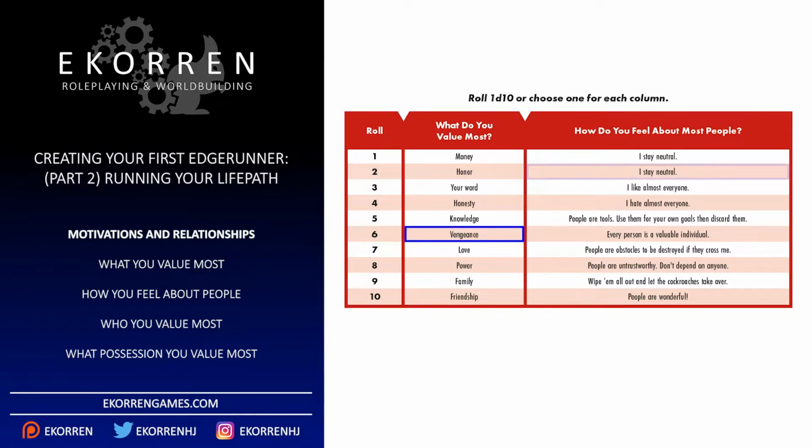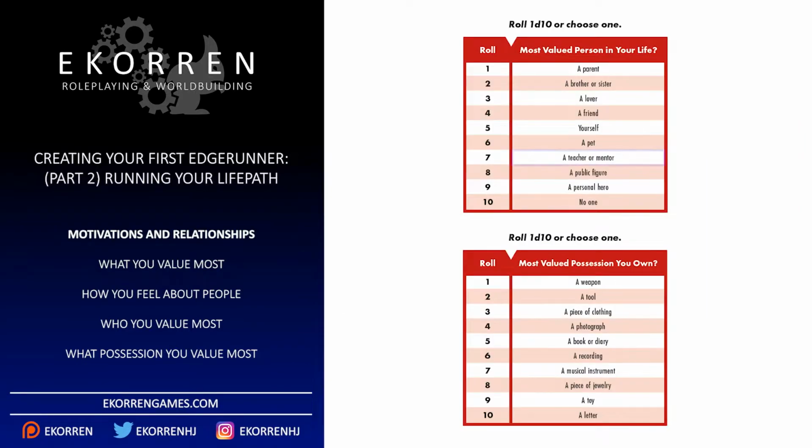As for how she feels about most people, I rolled a 2, indicating that she stays neutral. She may be deceptive, but she doesn't assume that all people are. She's willing to give people a chance to prove themselves before she's judging them. She tries to see both sides and understand both sides, because then she can be impartial about information and see its true value. When it comes to the person she values most, I rolled 7 for a teacher or mentor. Finally, I rolled a 3 on her most valued possession, indicating a piece of clothing.